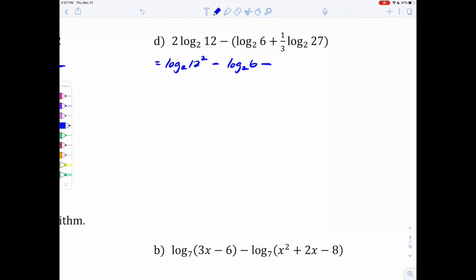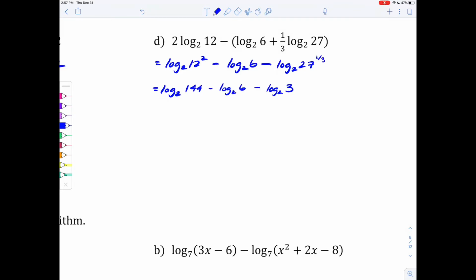So this is a minus. Oh, I don't want the 1/3 there anymore because I'm applying the power law. That's how we got it. So I'm just going to quickly evaluate those powers. 12 squared is 144. 6 is just 6. And 27 to the 1/3 is the cube root of 27.